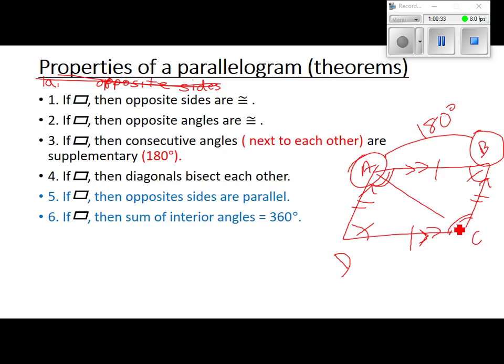The diagonals, we talked about this on the last slide. If I draw on these diagonals, diagonals don't have to be the same as each other. They're not the same length. Some shapes will be that way. But they bisect each other. So this segment is congruent to that segment. This segment is congruent to that segment.